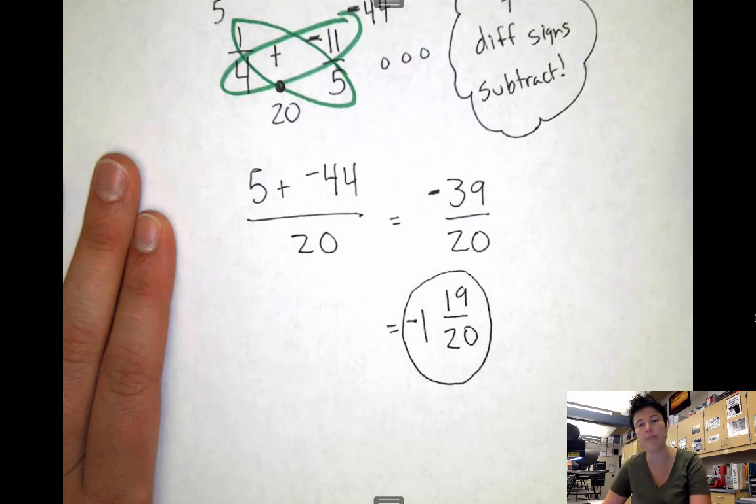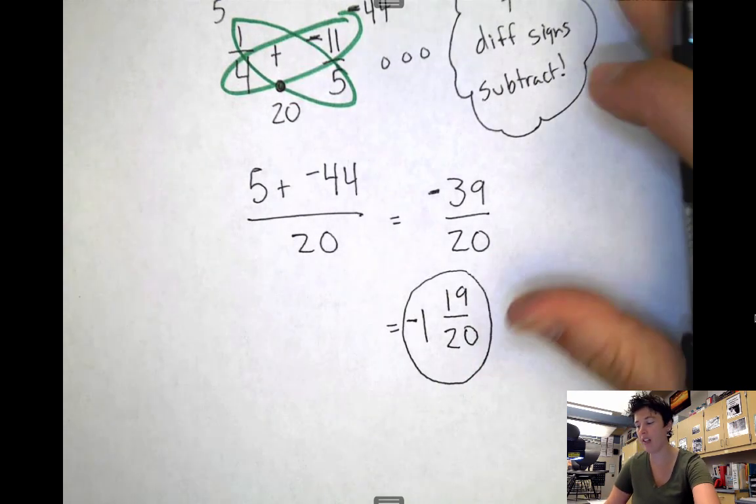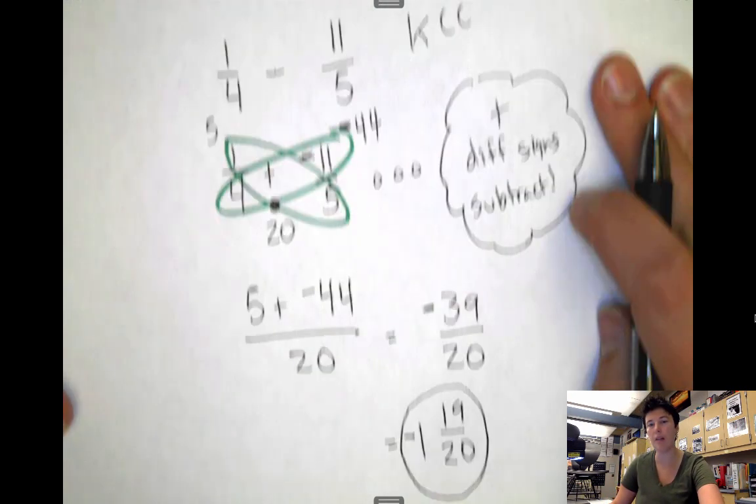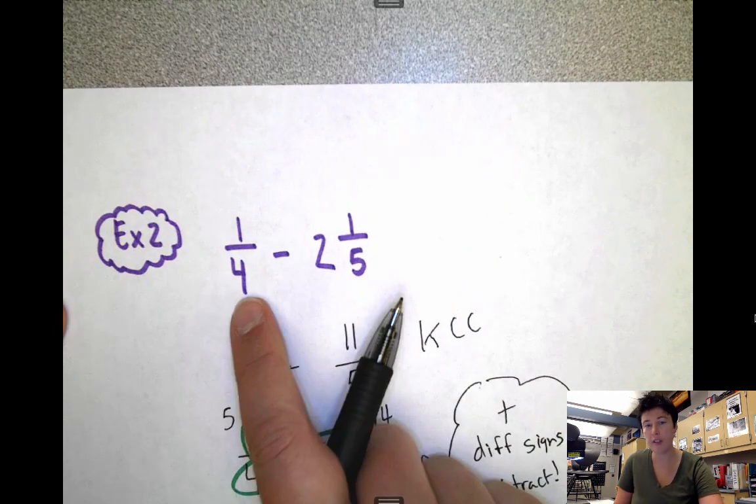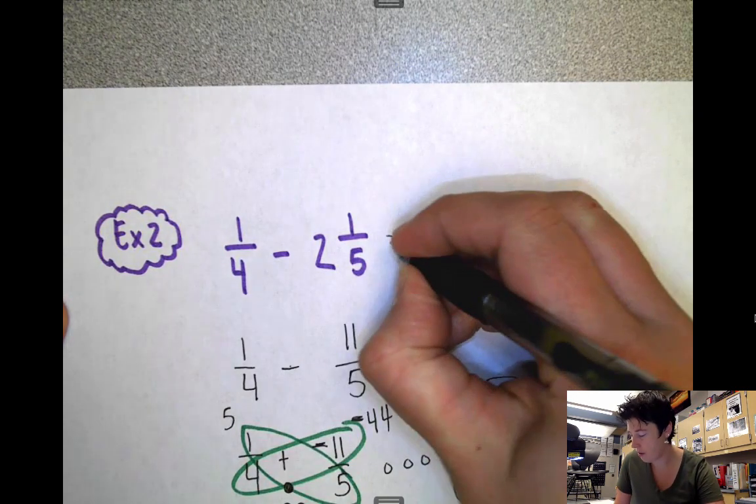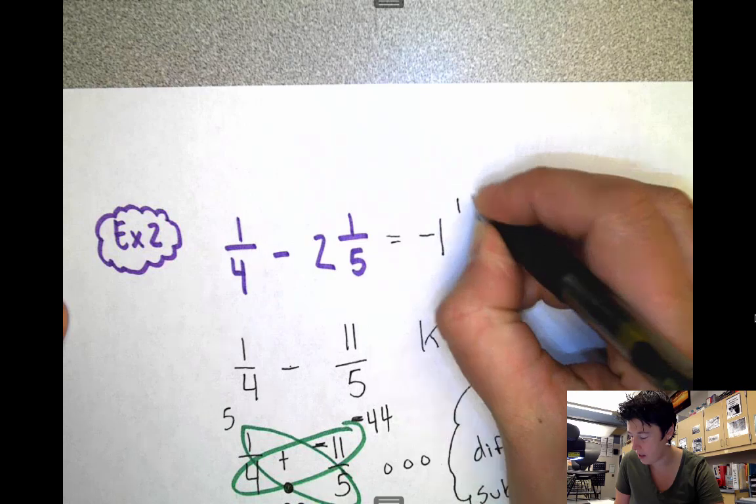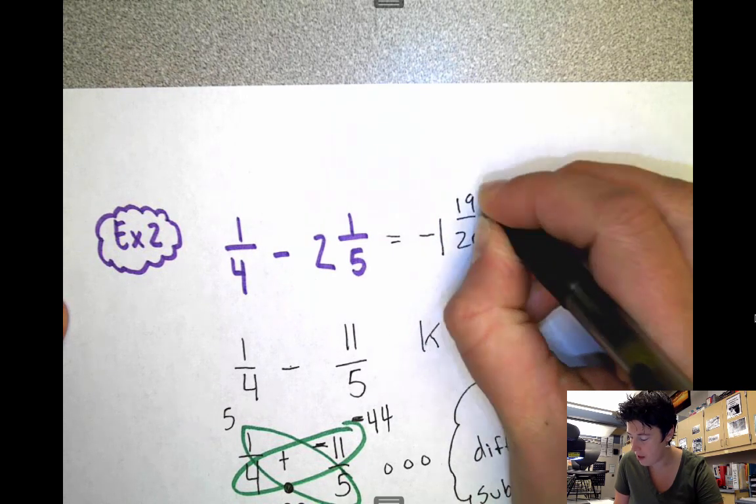And that's my answer. So basically what we figured out is if we go back to the top of the problem, 1/4 minus 2 and 1/5 is equal to negative 1 and 19 20ths. And that's it.